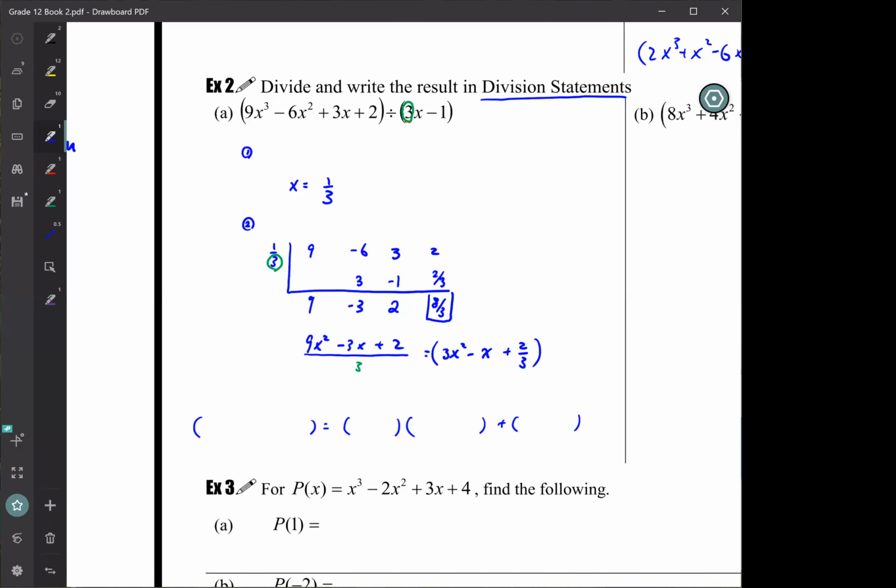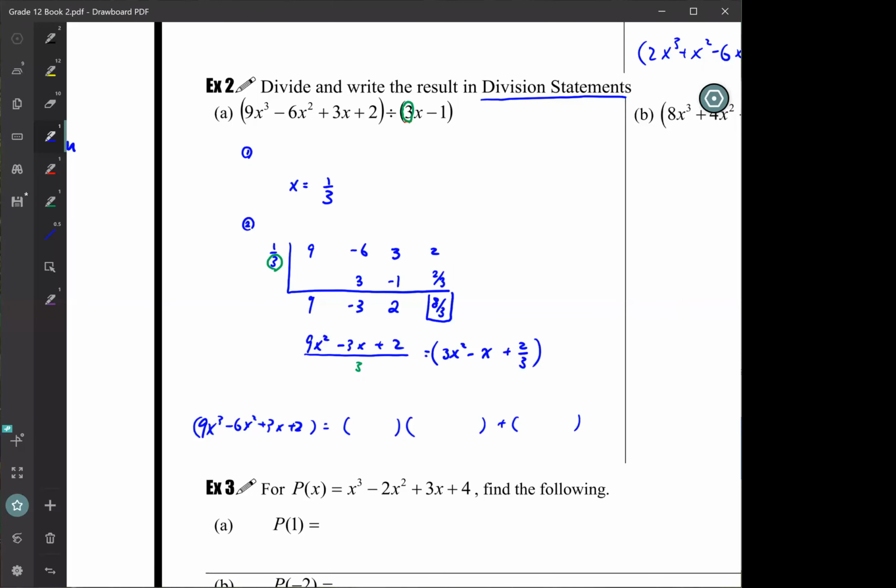Okay, Ray, what goes into the first bracket? 9x cubed minus 6x squared plus 3x plus 2. Thank you. And Donna, what goes into the second bracket? X minus 1 over 3. X minus 4 over 3. Where's that come from? No, 1 over 3.